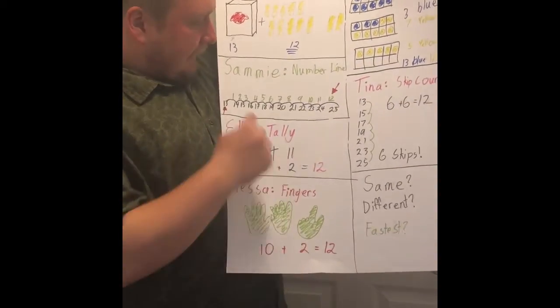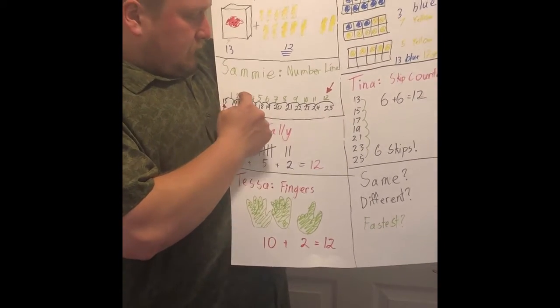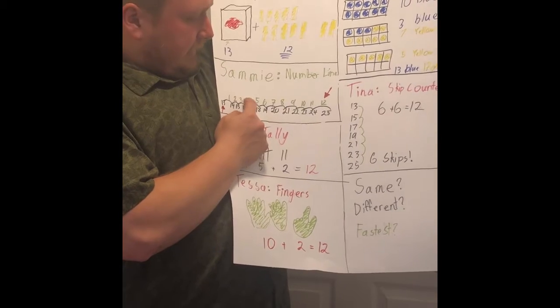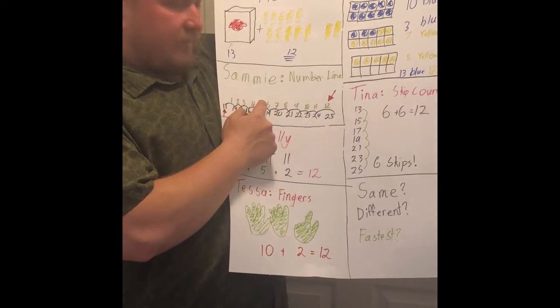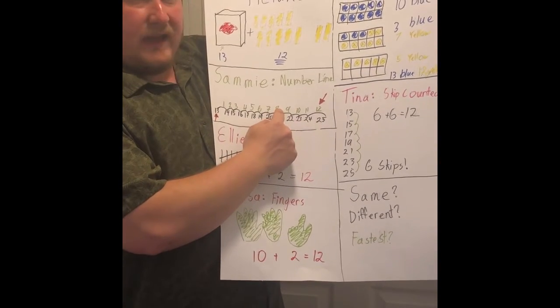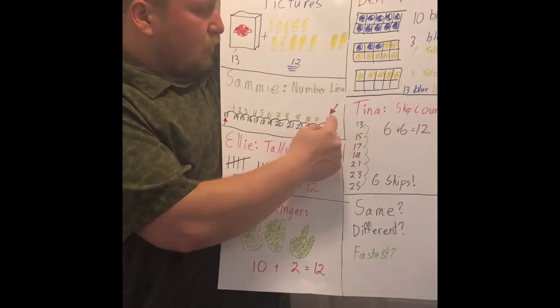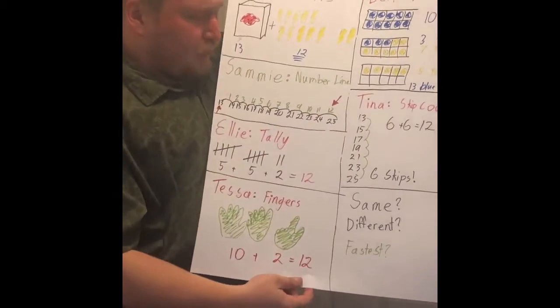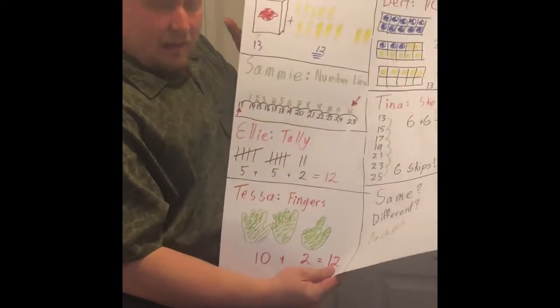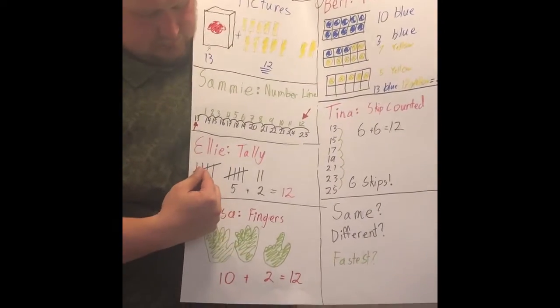Sammy used her number line, so let's count together. We start at 13. 1, 2, 3, 4, 5, 6, 7, 8, 9, 10, 11, 12. They both came to 12. Good job. Ellie did a tally, so we can count it together.